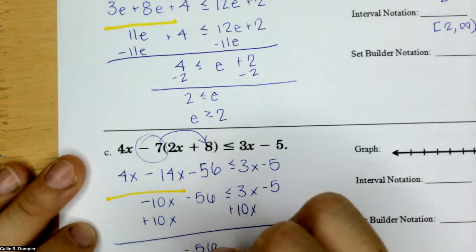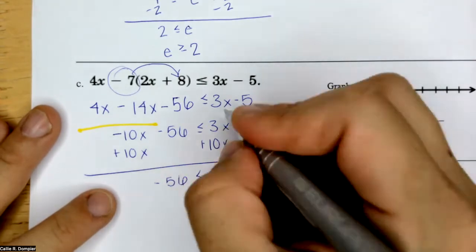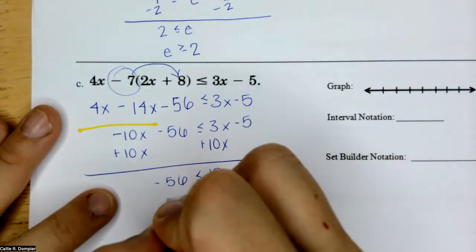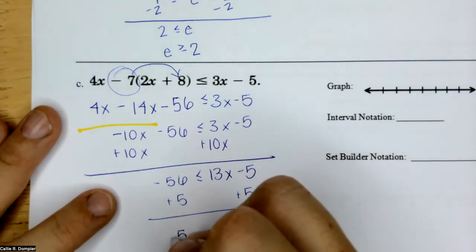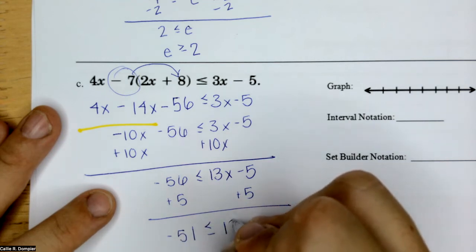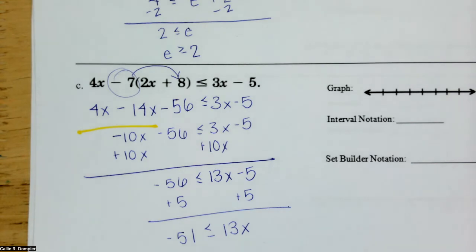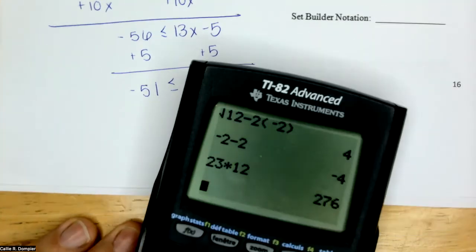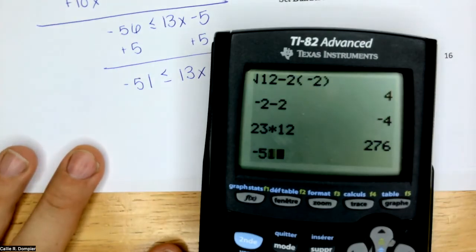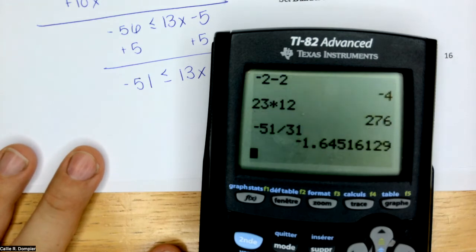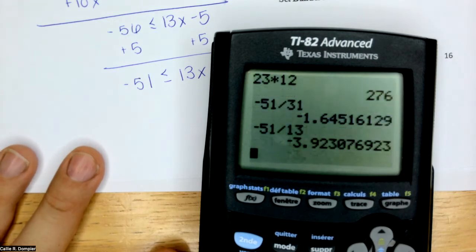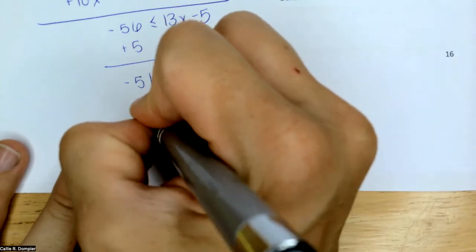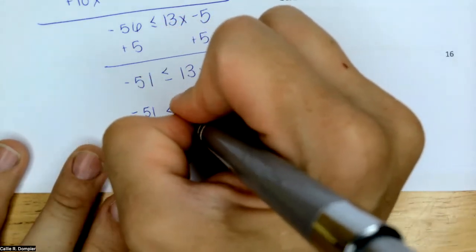I get negative 56 less than or equal to 13x minus 5. I'll add 5 to both sides, and I get negative 51 less than or equal to 13x. Negative 51 divided by 13 is negative 51 over 13, less than or equal to x.